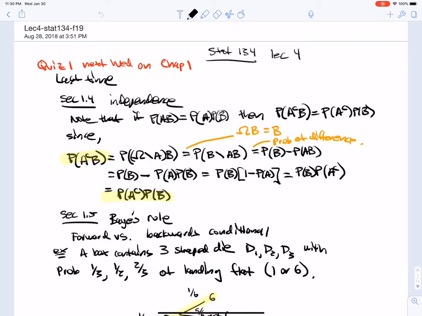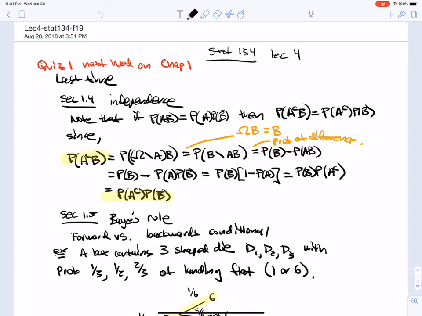Last time we talked about independence, and I just want to make sure you realize that if A and B are independent, then A and B complement are independent, A complement and B are independent, and so on. I actually provide you here with a little proof of that. For example, I show you that if A and B are independent, then A complement and B are independent.